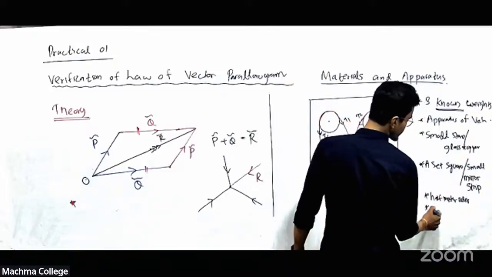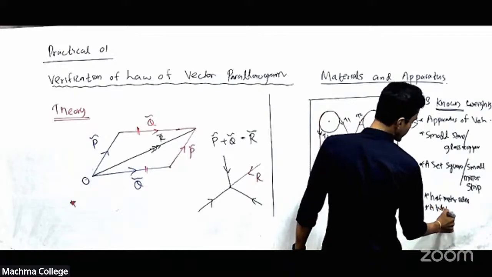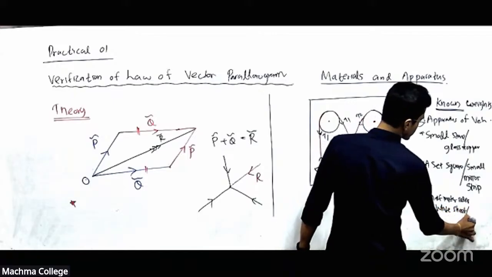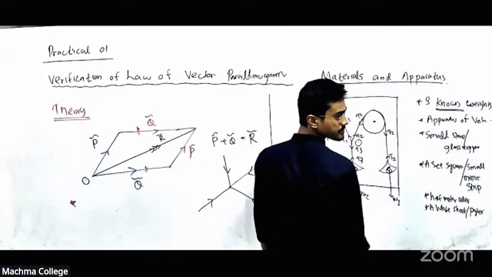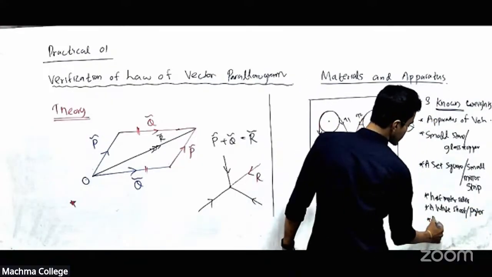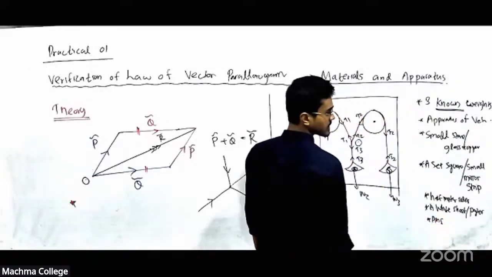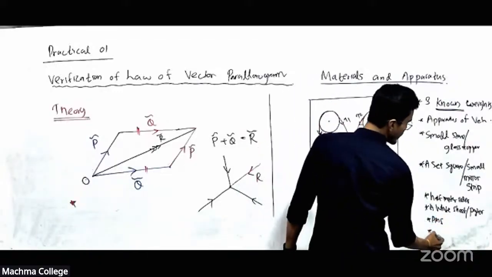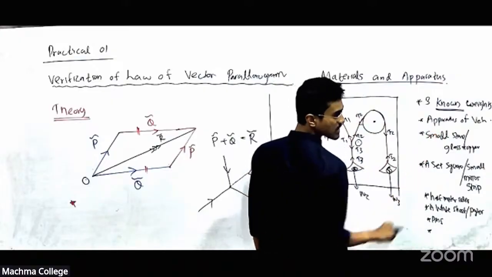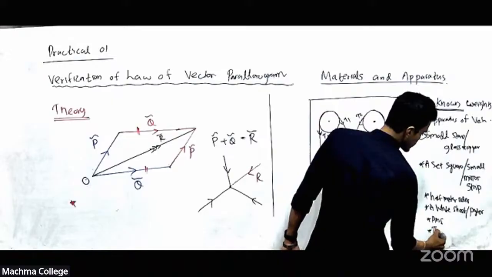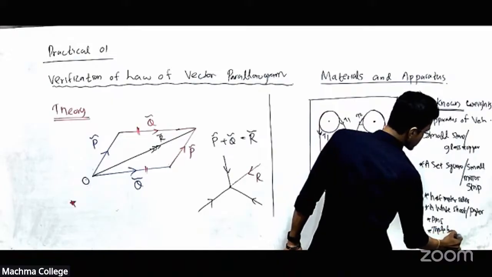Then a white sheet. A white sheet, white paper. Right? Then pins. And last, we have to have a balance. So we can use either a triple beam balance or an electronic balance. Right?